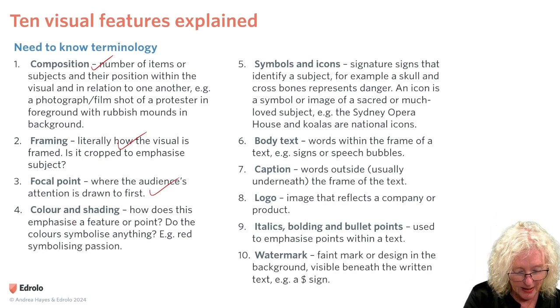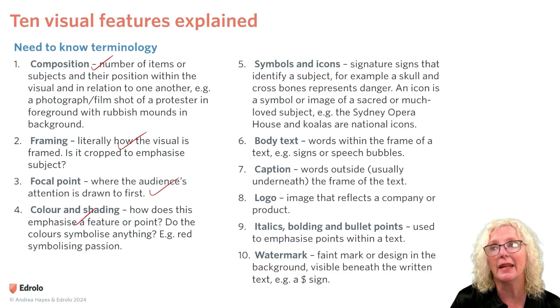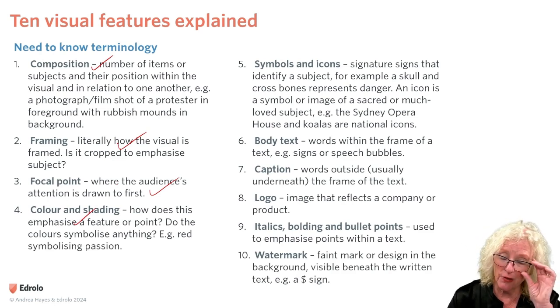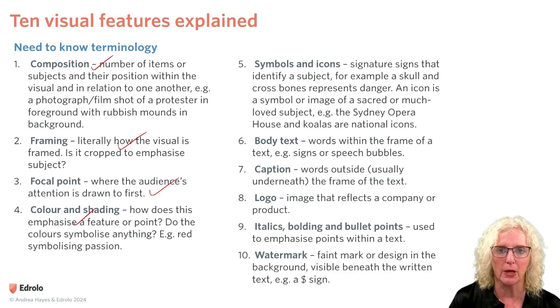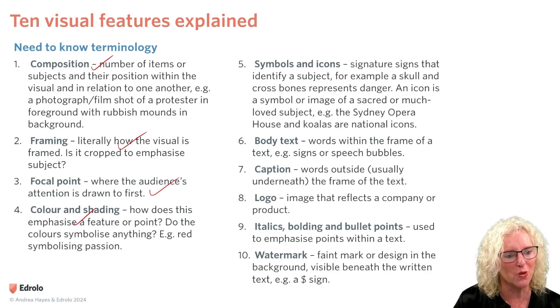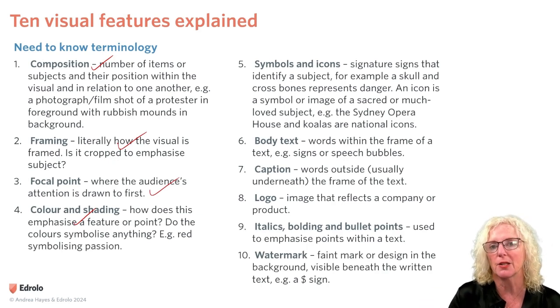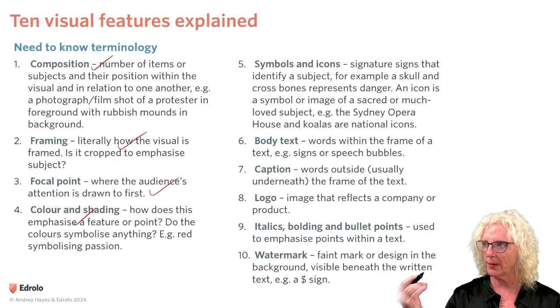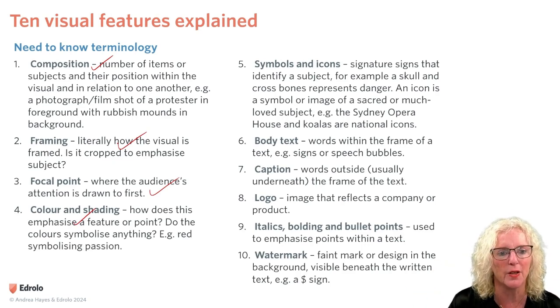Colour and shading. You might not come across any colour in your written text, and you usually don't in the end of year exam. However, there might be shading, which may signify all sorts of things. If there are colours in your written text, then you need to think, what do the colours symbolise? I've just put an example there. Red symbolises passion, white is for pureness, black is evil. Some of that stuff is really obvious.